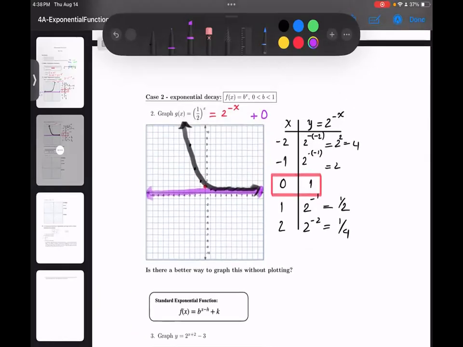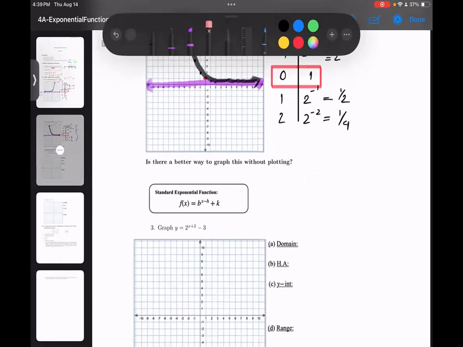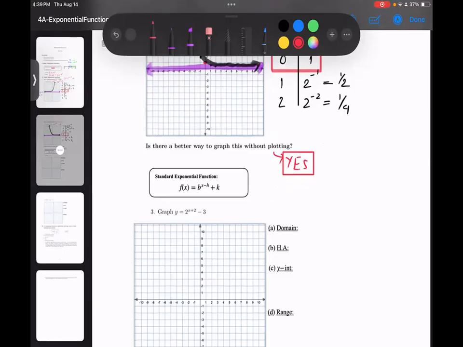Because it's quite a lot of work. We don't want to do this all the time, right? Well, the answer there, yes, there it is. So the answer is yes. Thank goodness. Right? So the standard exponential function looks like this.